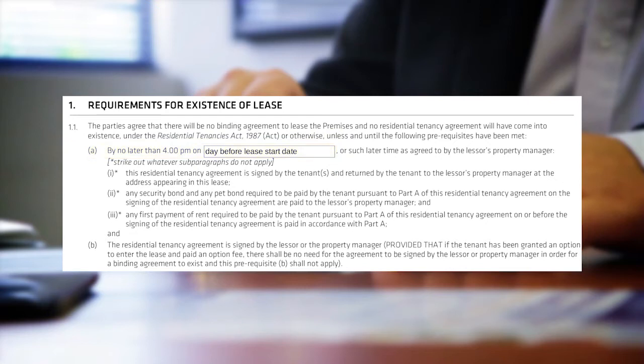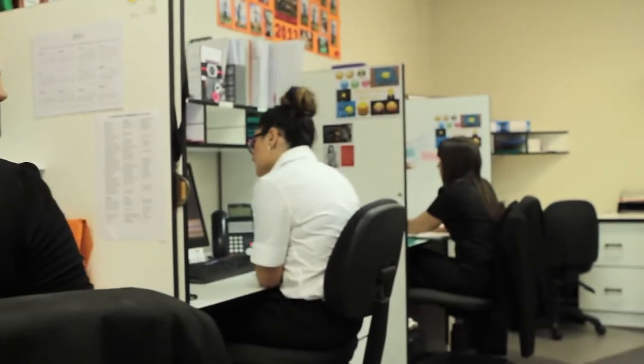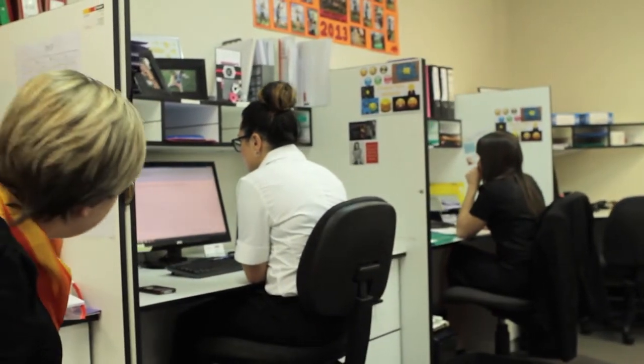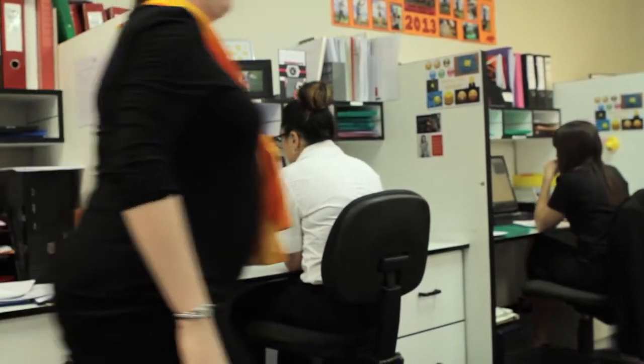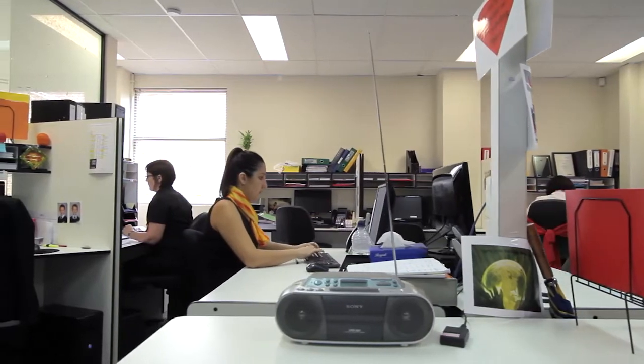This residential tenancy agreement is signed by the tenant or tenants, and returned by the tenant to the lessor's property manager at the address appearing in this lease. B. Any security bond and any pet bond required to be paid by the tenant pursuant to Part A of this residential tenancy agreement on the signing of the residential tenancy agreement are paid to the lessor's property manager. C. And any first payment of rent required to be paid by the tenant pursuant to Part A of this residential tenancy agreement on or before the signing of the residential tenancy agreement is paid in accordance with Part A.